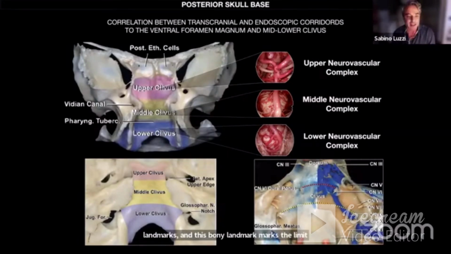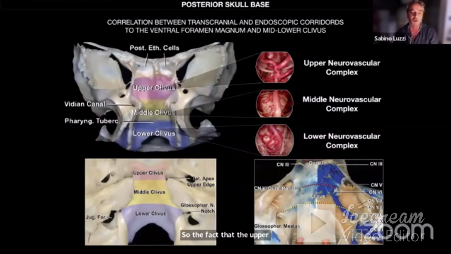On the extracranial side, these landmarks are the pharyngeal tubercle that I just showed you, that is the Stoughty bone process, that is the attachment point of the longus colli muscles here, and especially the Vidian canal or pterygopalatine canal. If we trace an imaginary line at the level of the Vidian canal, we can identify the three aspects, and we have to stress also the fact that the upper clivus is sphenoidal.